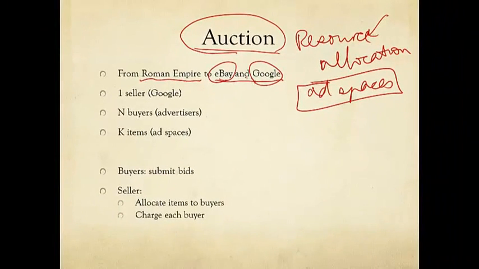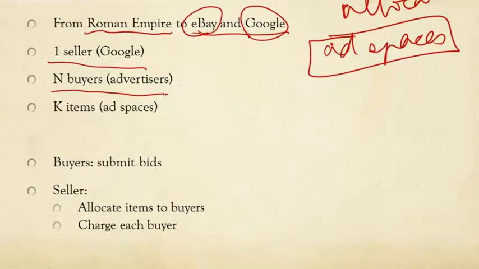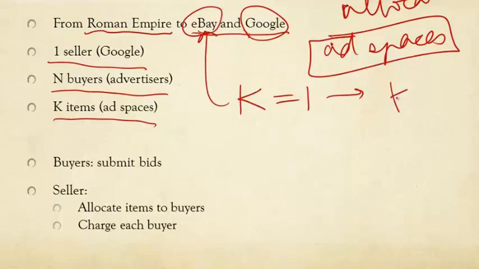So in these kinds of auctions, we have just one seller, say Google, with N buyers and advertisers and K items, say K advertisement spaces. We will first focus on the case of K equals 1, which perhaps suits eBay modeling better, before we generalize to any number of items.